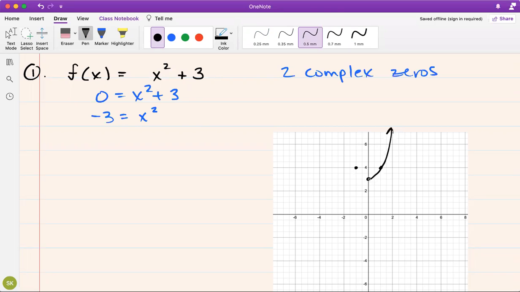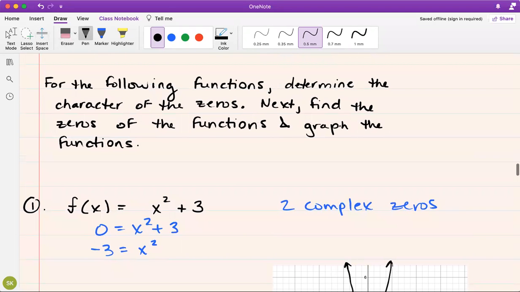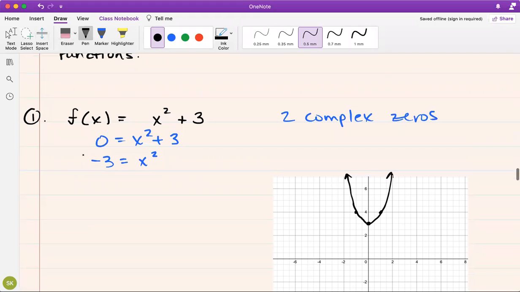So it looks something like this. And just by graphing it, you can see you don't cross the x-axis, which tells me we don't have any real solutions. And if we don't have real solutions, we have 2 complex solutions. Okay, now we want to find the complex solutions. We have determined the character and we've graphed the function because that was really easy. Now let's find the zeros. And we're almost done with this problem.